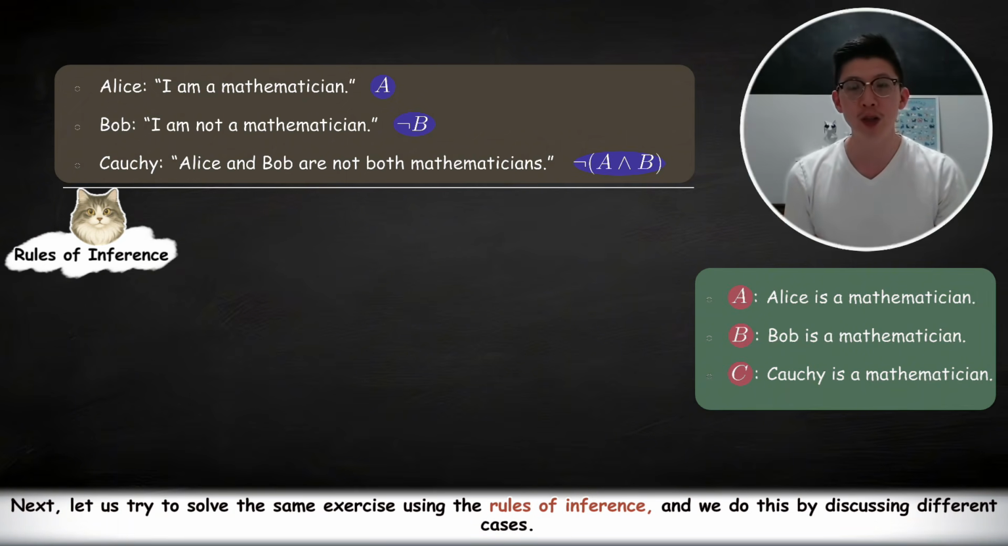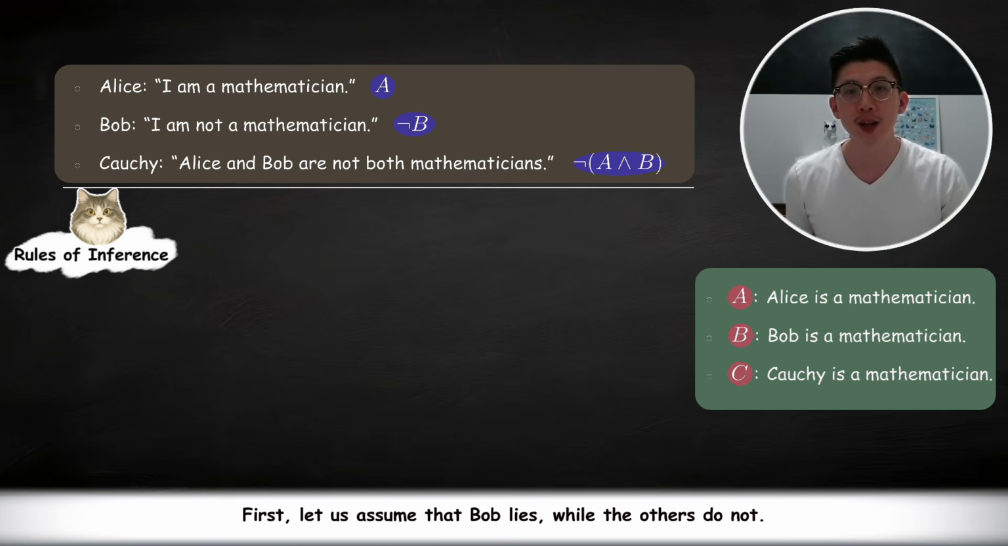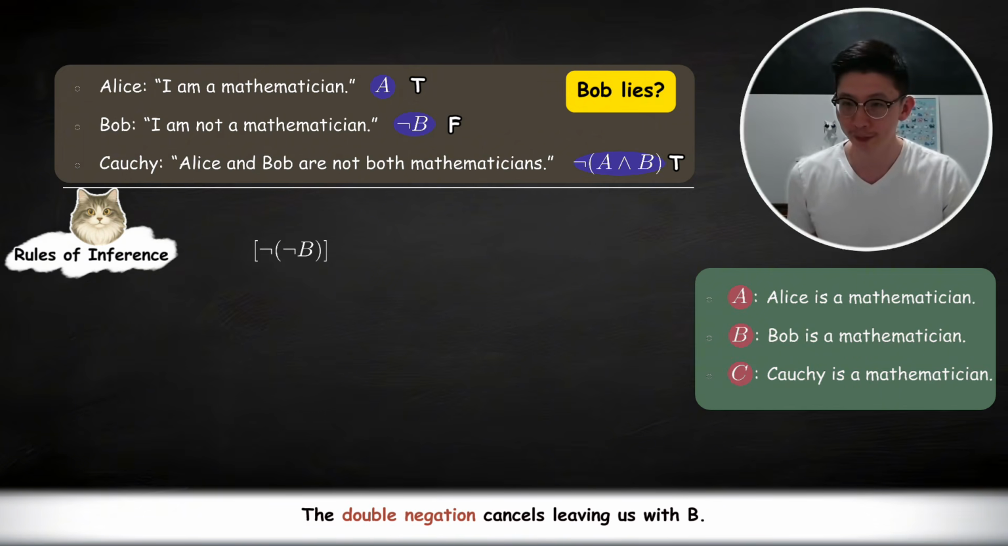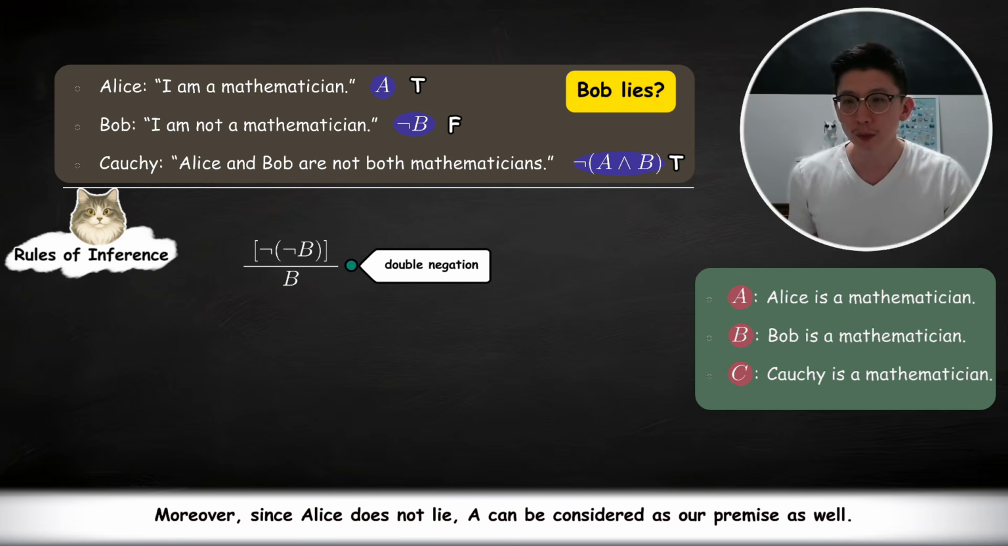Next, let us try to solve the same exercise using the rules of inference, and we do this by discussing different cases. First, let us assume that Bob lies, while the others do not. Thus, we assume not B. The double negation cancels, leaving us with B. Moreover, since Alice does not lie, A can be considered as our premise as well.